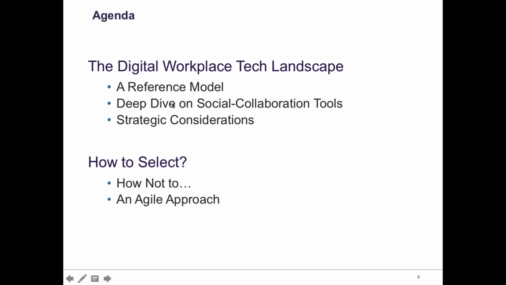So what we're going to talk about a little bit is the overall context of the digital workplace technology landscape, and then do a deep dive on social collaboration tools, including both functional and kind of strategic considerations, and then finish up with the last 10 minutes or so with how do you actually go about selecting these tools, how not to, and then how to take a more sort of design thinking approach to this that we've been elaborating over the last 16 years.